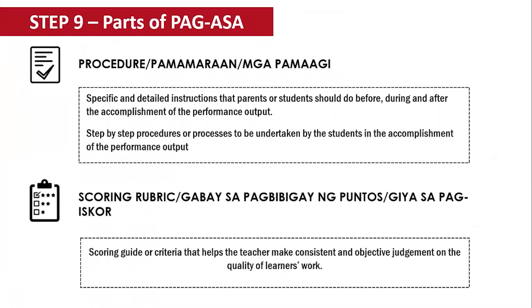Procedures will tell the specific and detailed instructions that parents, learning facilitators, or learners must do before, during, and after the accomplishment of the performance output. This is where step-by-step procedures or processes to be undertaken by the students in the accomplishment of the performance output will be enumerated. Lastly, the scoring rubrics will serve as guide for students in understanding the performance targets, as well as criteria that will help teachers in making consistent and objective judgment on the quality of learners' work.